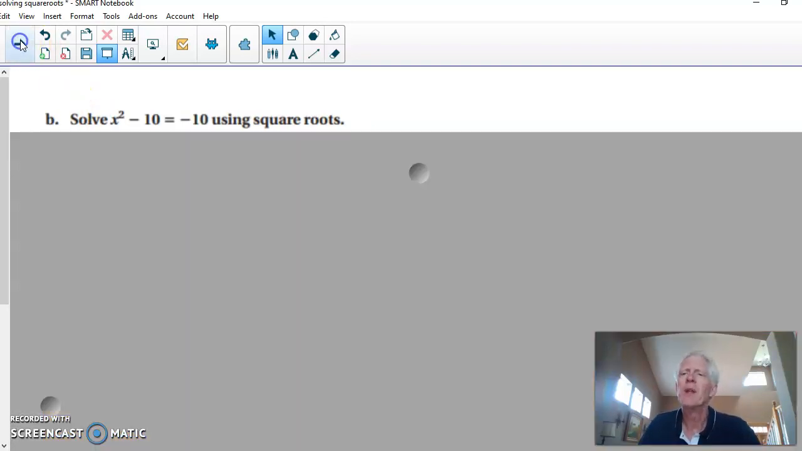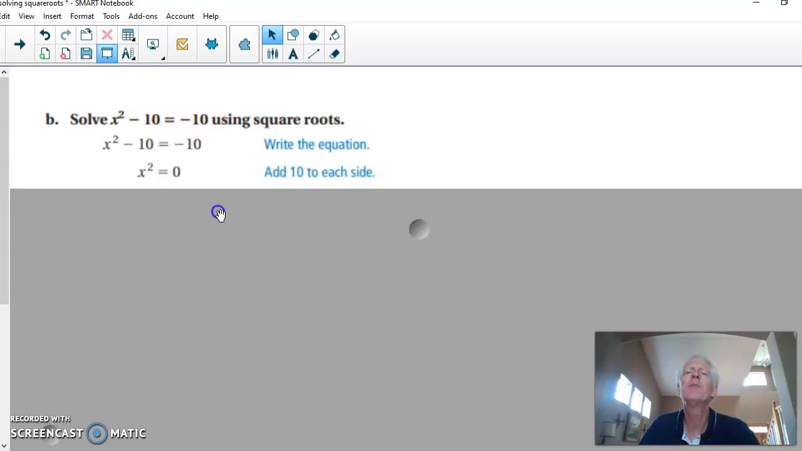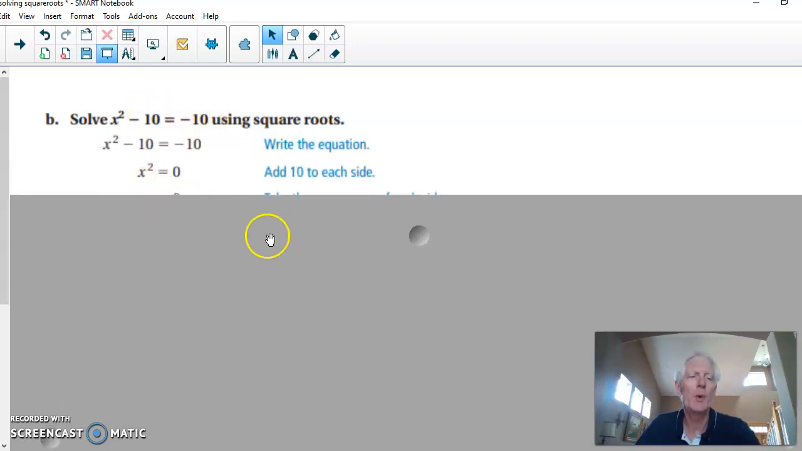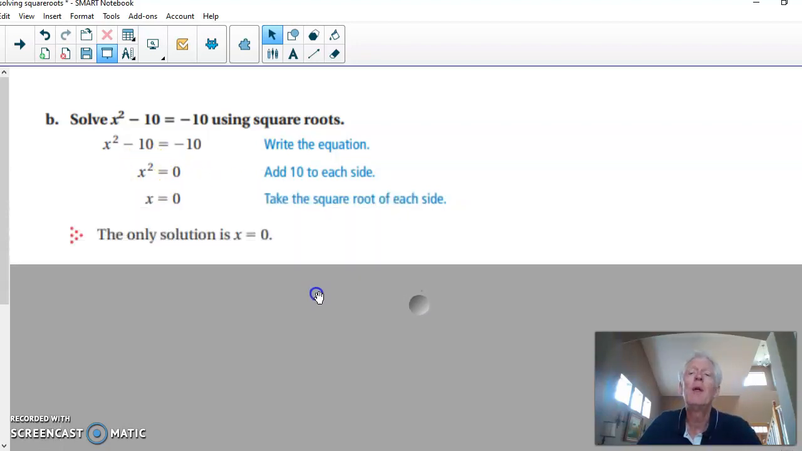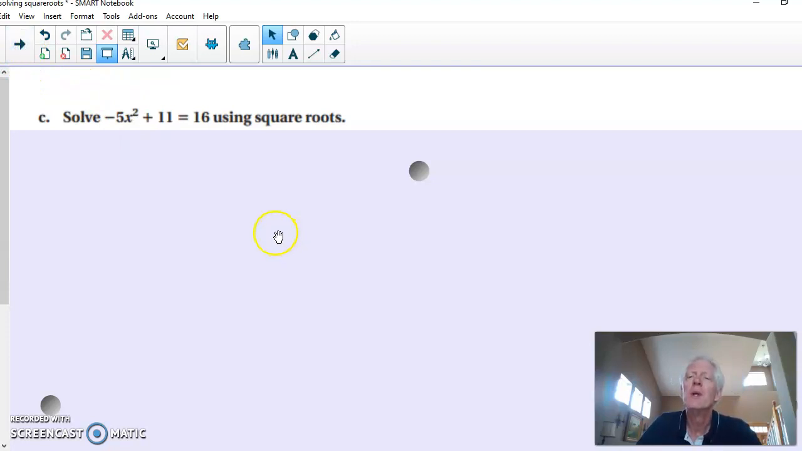We can do this. Next one, here's another example. x squared minus 10 equals minus 10. First step, you'll add 10 to both sides. You get x squared equals 0, and sure enough, as you find the square root of both, the only solution is 0. There will only be 1. I know what you're thinking. This is pretty easy. I got this.